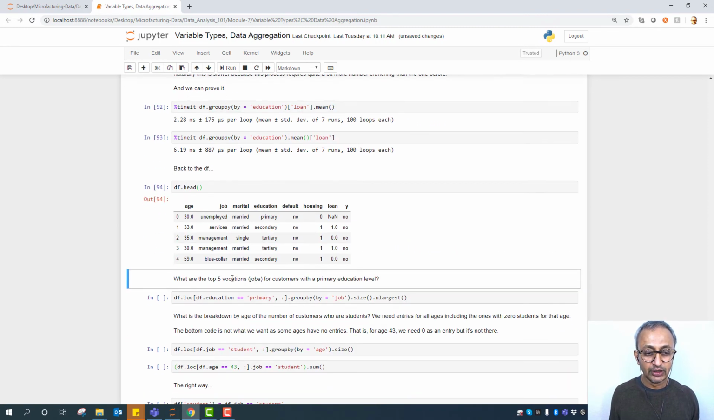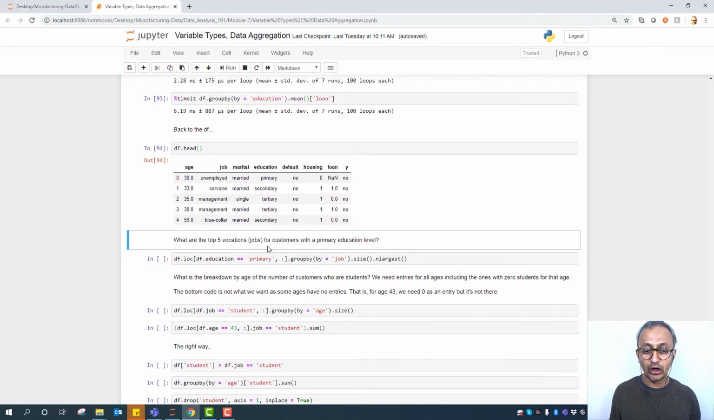So back to the data frame. What are the top 5 occupations by job, for customers with the primary education level? So right away we know that we want to group by job, but before that we want to filter the data frame by education level, which is primary. So we are going to filter the data frame, then apply group by job, and because it's the top 5 occupations, you don't care about anything else, you just want to count, so you're going to apply size.